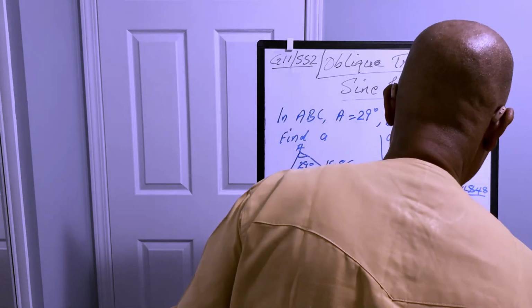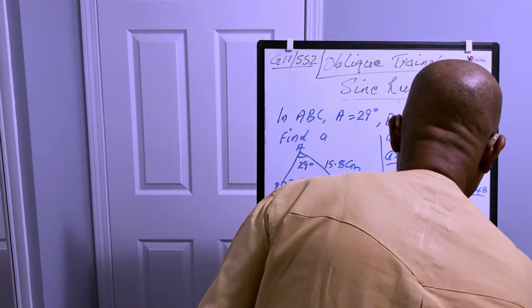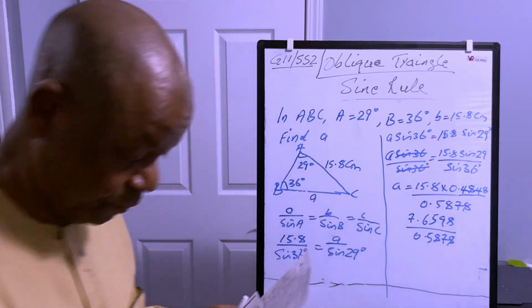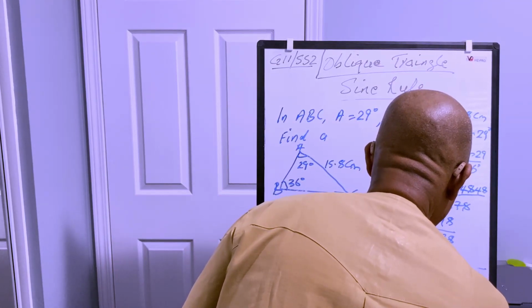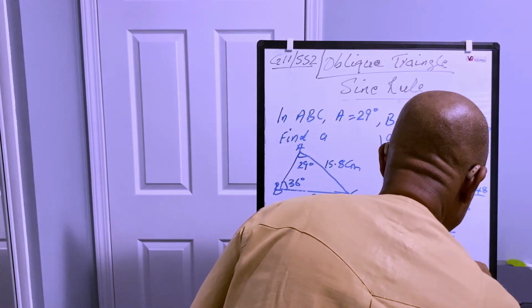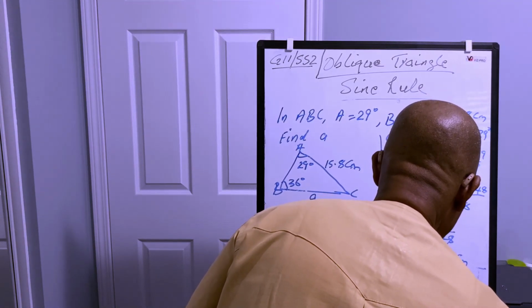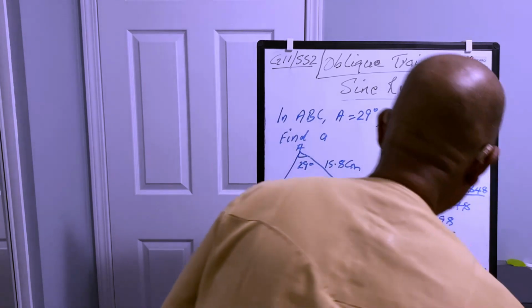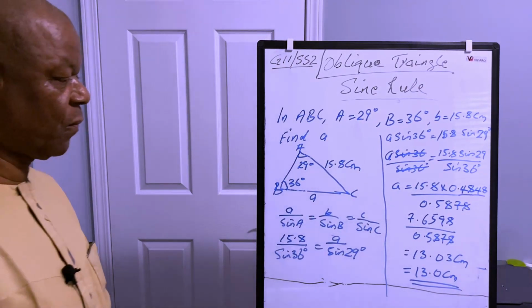We can stop there. We're using four-figure table. Divided by 0.5878. When we do that, it's going to give us 13.03 cm. We can correct to 13.0 to one decimal place, cm. We have found side a of this very question.